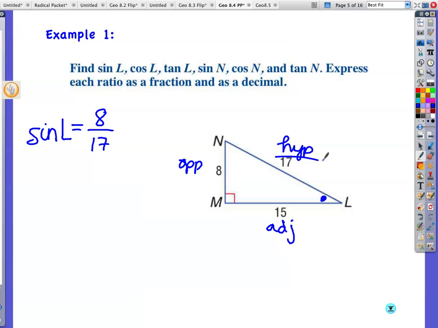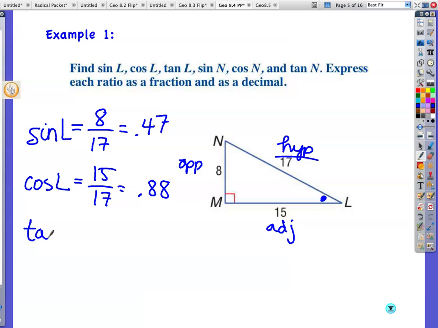Okay, what does it say? Express each ratio as a fraction and as a decimal. So then you're going to take 8 divided by 17, and it's 0.47. They don't say what to round to, so for now we're just going to do 2 decimal places. All right, cosine of L. Cosine is not opposite, I'm sorry. Adjacent over hypotenuse. So now the adjacent is 15, and the hypotenuse is 17. Now you go ahead and figure out what 15 over 17 is, and that is 0.88.